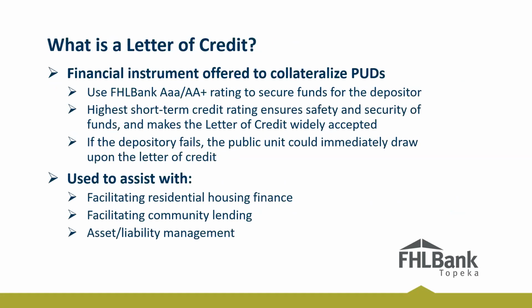And now, essentially, what is a letter of credit? Essentially, a letter of credit allows you and your beneficiary to use a Federal Home Loan Bank AAA rating to collateralize your beneficiary's deposit. Our high rating ensures the safety of your beneficiary's deposit and makes our letter of credit so widely accepted. If the institution were to fail, the public unit could instantly draw on their letter of credit and recover their deposit amount.